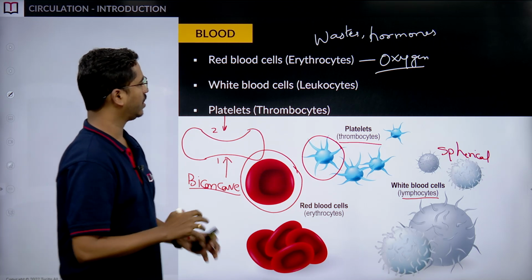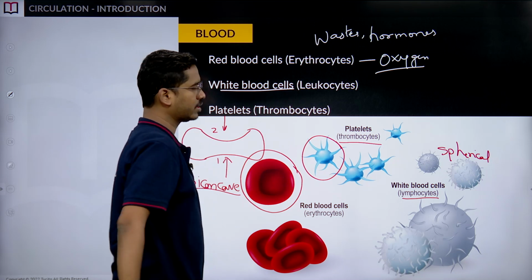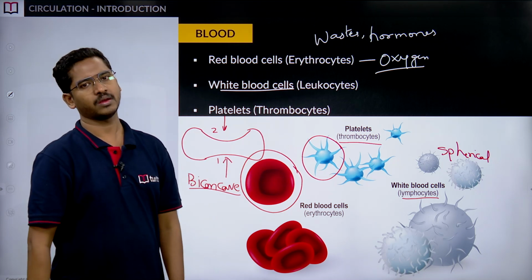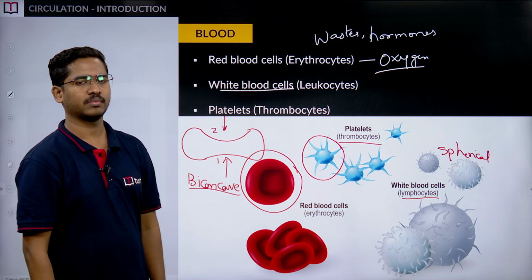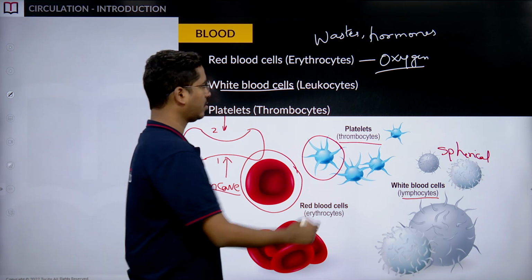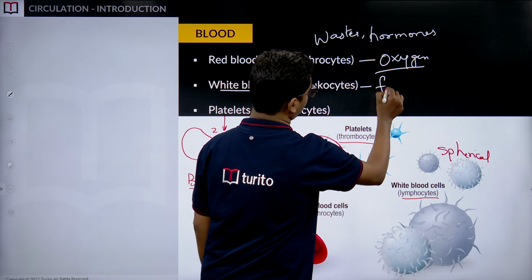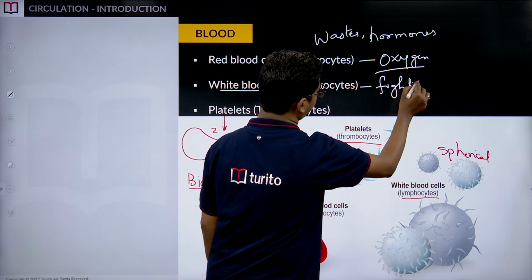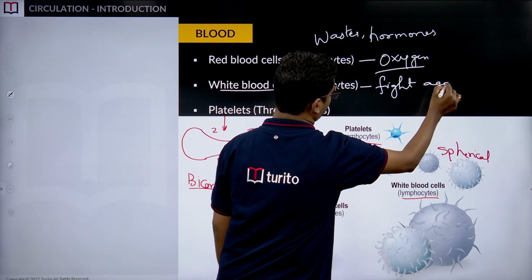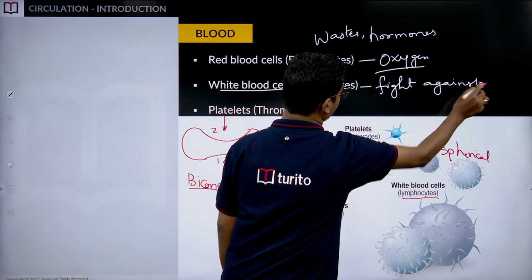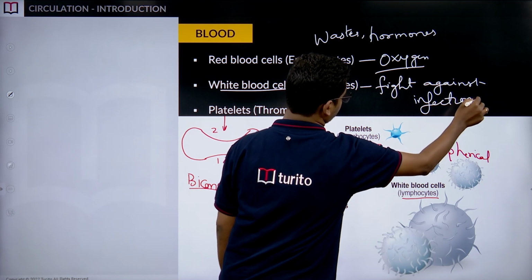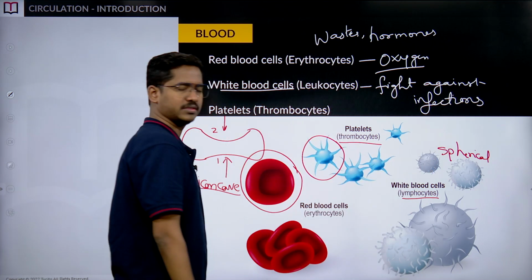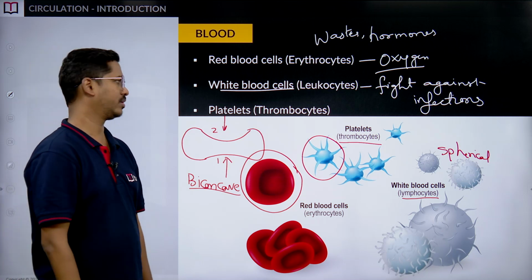Okay. Now, we have white blood cells, okay, that is leukocytes. So, what do they do? Right. So, some of you are saying that they basically fight against infections. They fight against infections, right, that is what we learn.